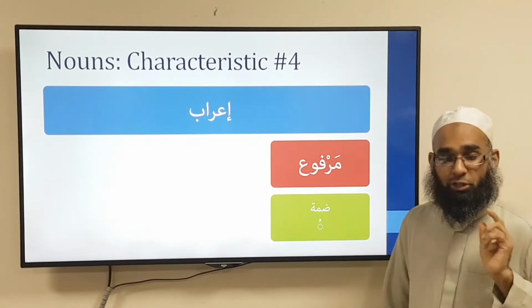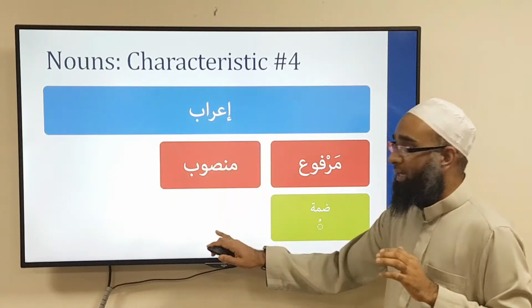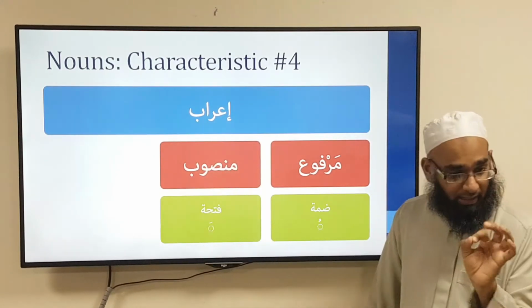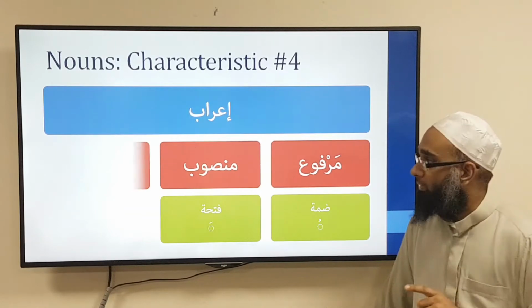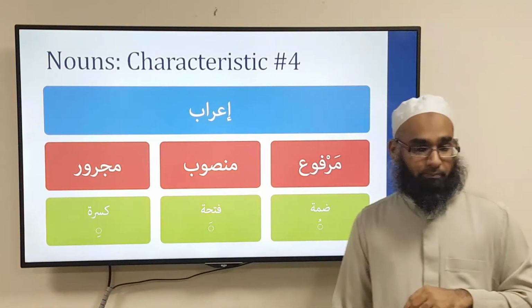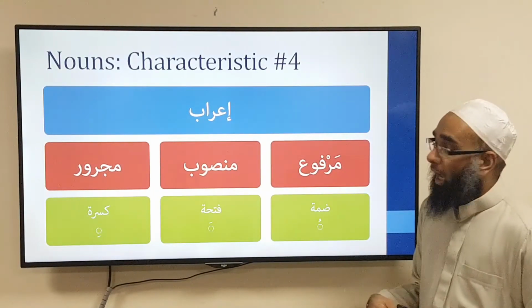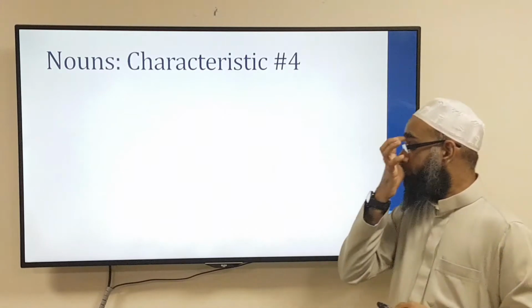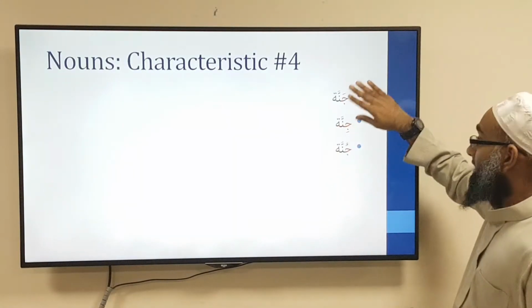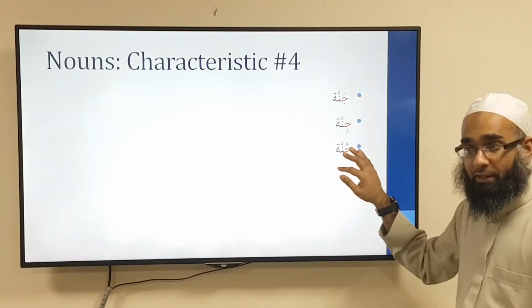Or what you call in Urdu, a pesh. Okay? Mansub means that the word has what? A fatha at the end. And majroor means that the word has what at the end? A kasra. Okay? Now, before we go on to analyze it in the Quran, I want to point out one very important thing. Look at these three words. These are three different Arabic words. Okay?